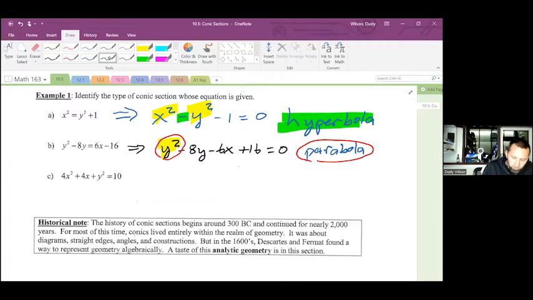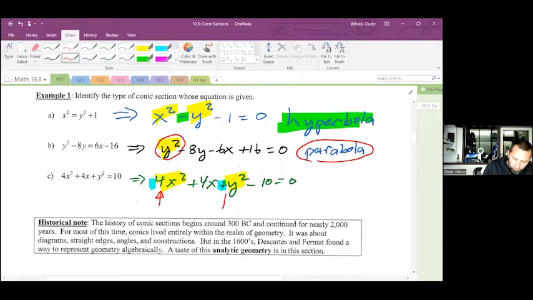All right, in C, we'll again put it in standard form. So we have x squared plus 4x plus y squared minus 10 equals 0. We have the two squares. They have, notice, the same sign, plus and plus. And we also notice that there is a 4 in front of the first term, but a coefficient of 1 in front of the y term. So this tells us that we have either an ellipse or a circle.